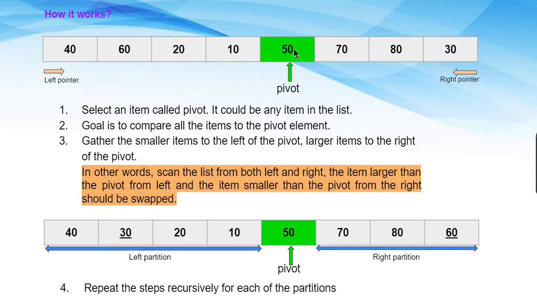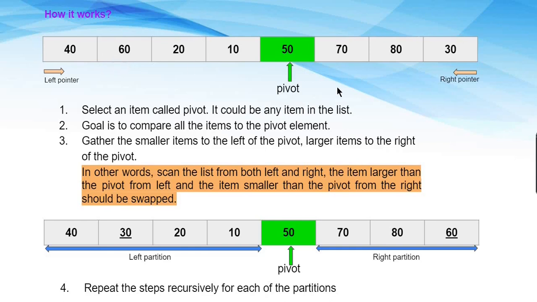In other words, take the pivot element 50 and scan the list from both left and right. The item larger than the pivot from the left and the item smaller than the pivot from the right should be swapped. So here the pivot element is 50. I'm scanning from the left. 40 is smaller than the pivot element. That's fine, we can proceed. Then comes 60. 60 is larger than the pivot element, so we cannot move forward. 60 is the element that needs to be swapped.